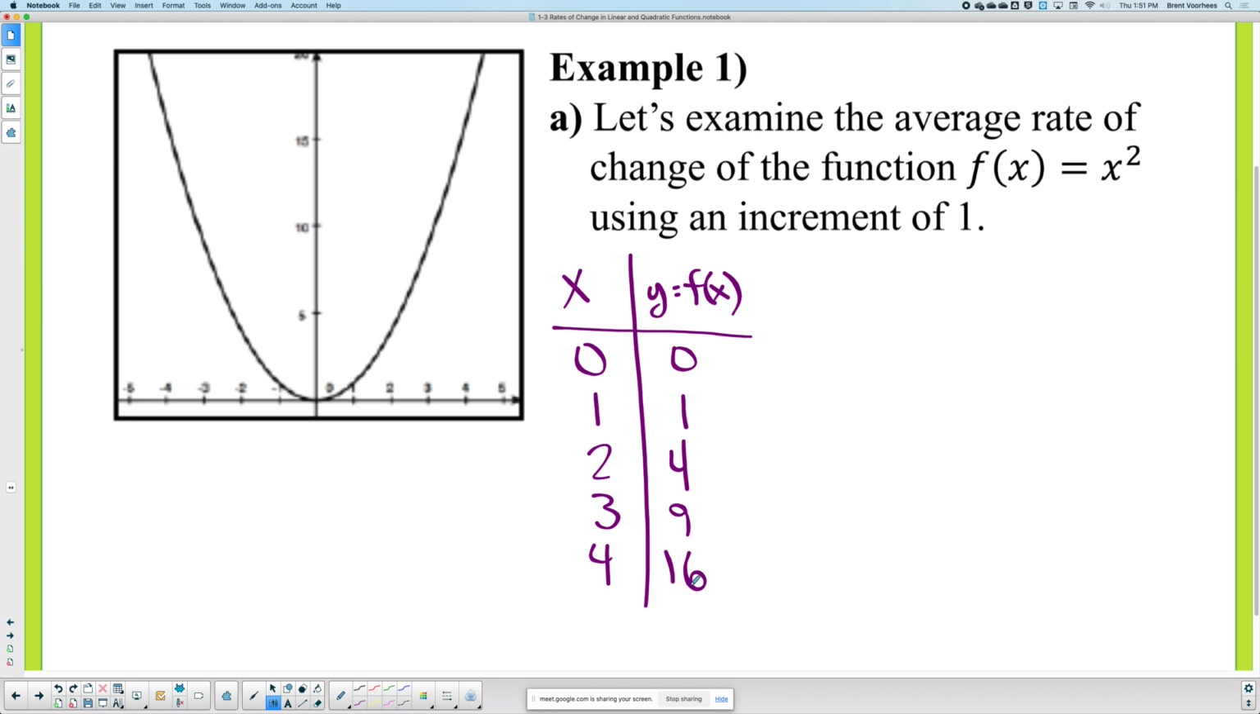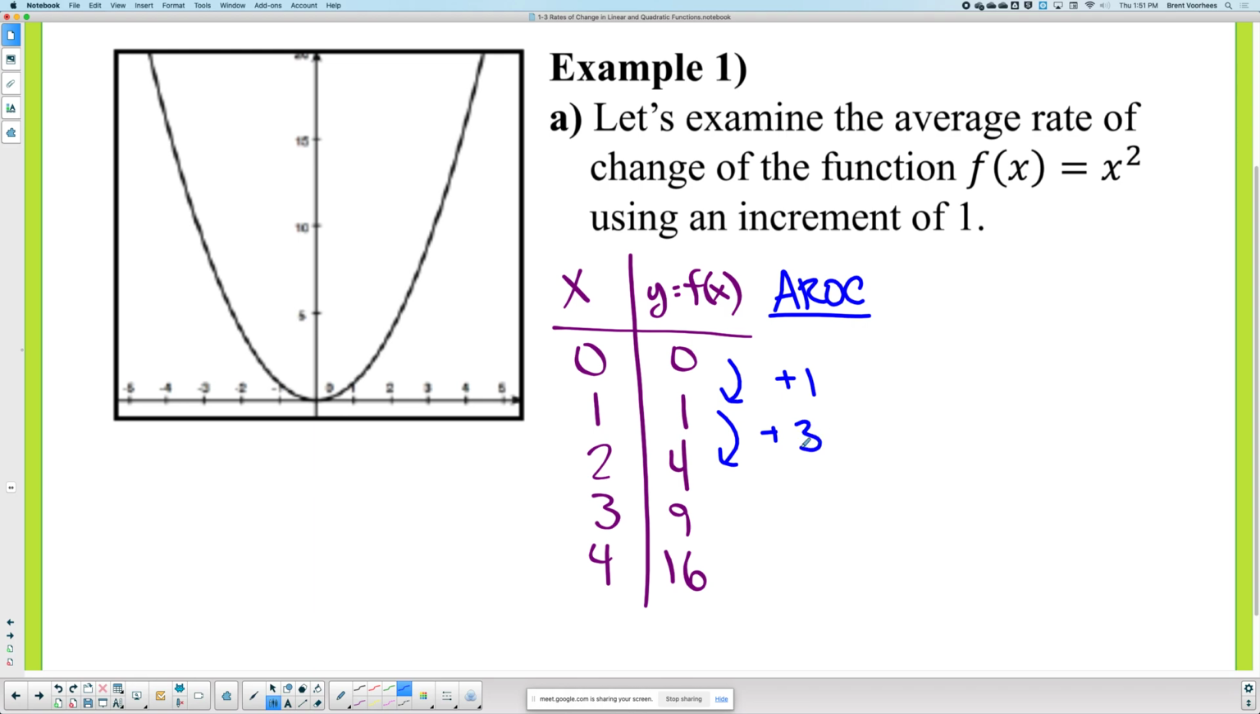Now, if you want to draw it as another column, you can, but the way I'm going to do it is the way the notes were just a few slides back. I want to stay consistent. I'm going to do the AROC column now. What does AROC stand for again? Average rate of change. What's the change from 0 to 1? Plus 1. What's the change from 1 to 4?